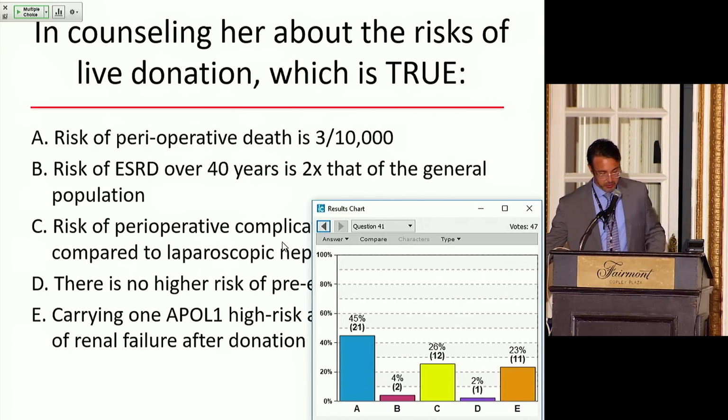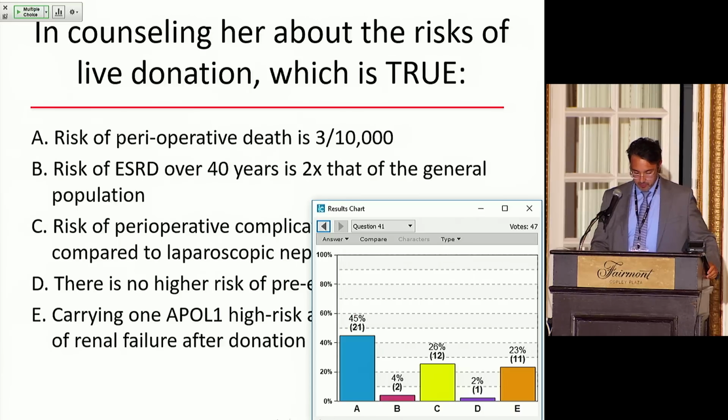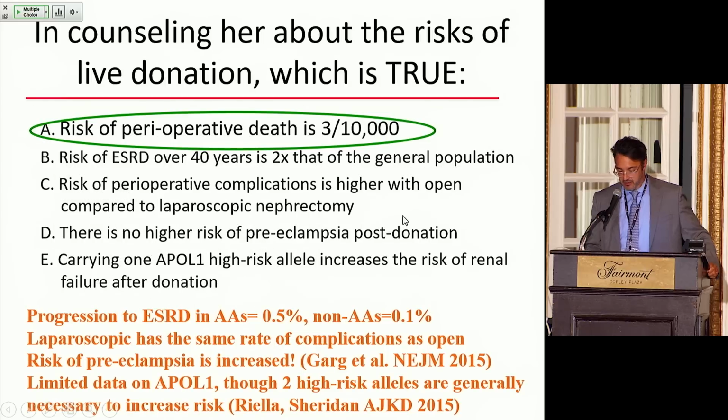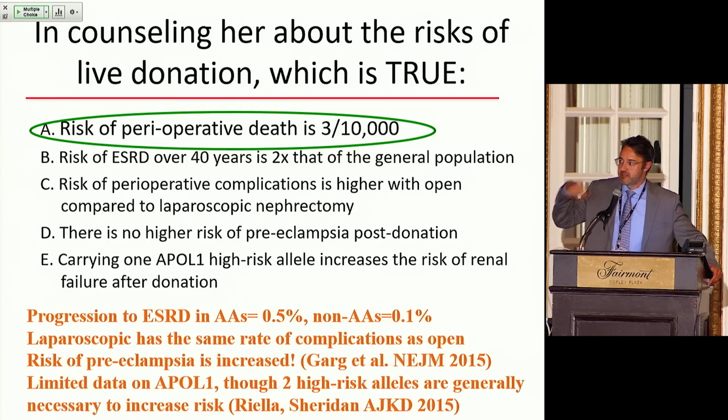All right, so it's a little bit spread out here in terms of what is true. Most of you, 45%, chose A as the true one. The risk of peri-op death is 3 in 10,000, and this is true. So this is the number you should have. What about the risk of end-stage renal disease over 40 years? It's actually 8 times higher after kidney donation. It's a very, very small risk, but it's 8 times higher compared to the general population.